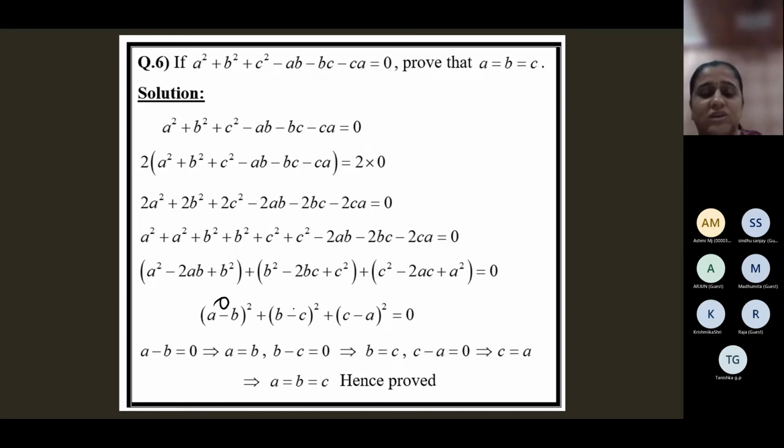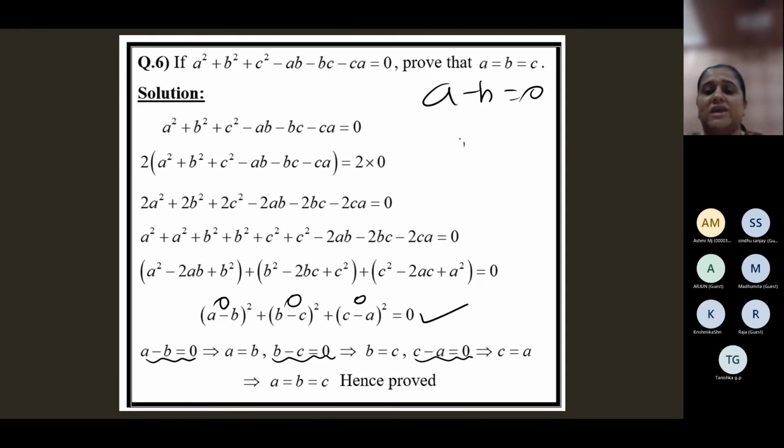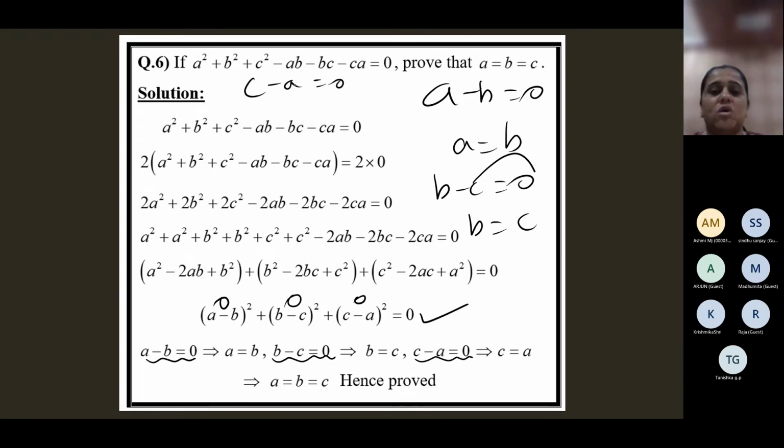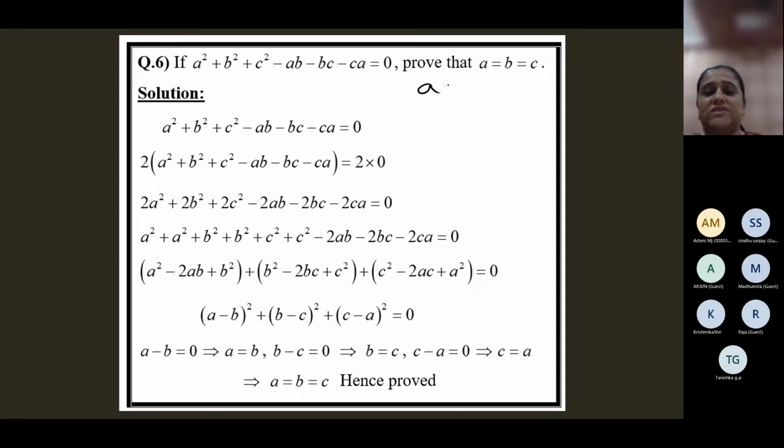B minus c is 0, so 0 square is 0. C minus a is 0 and 0 square is 0. And now 0 plus 0 plus 0 is 0. So from this equation, it is clear that a minus b is 0, b minus c is 0, and c minus a is also 0. If a minus b is 0, on transposing a is equal to b. If b minus c is 0, b is equal to c. And if c minus a is 0, c is equal to a. So we get the results: a is equal to b, b is equal to c, c is equal to a. That means a is equal to b is equal to c.